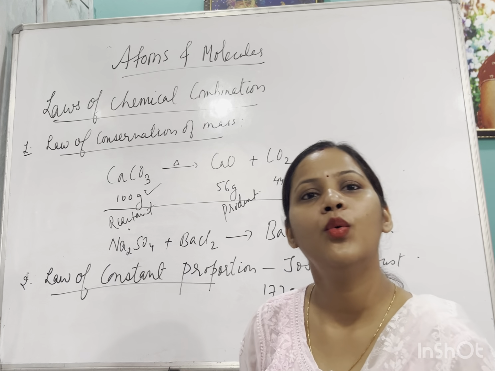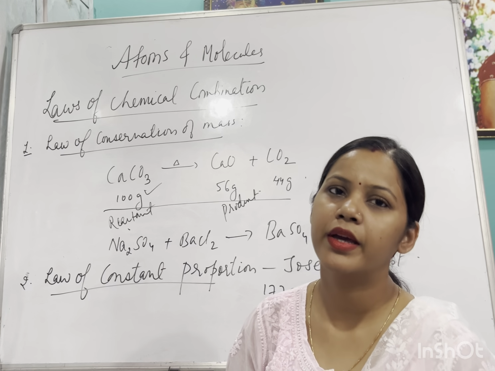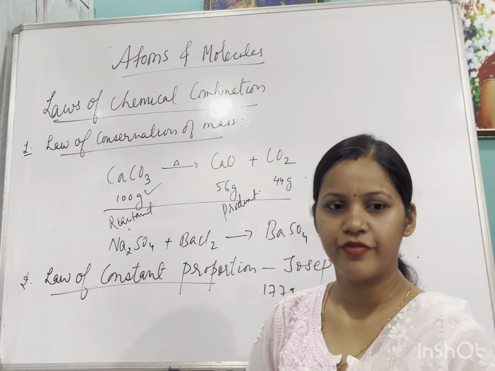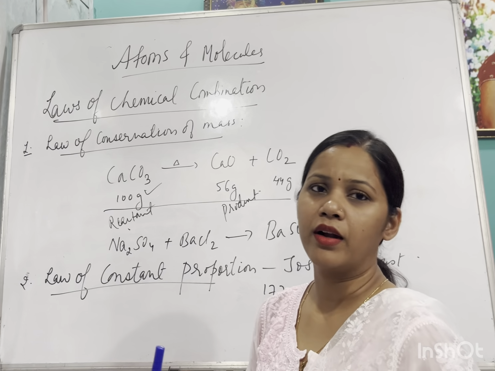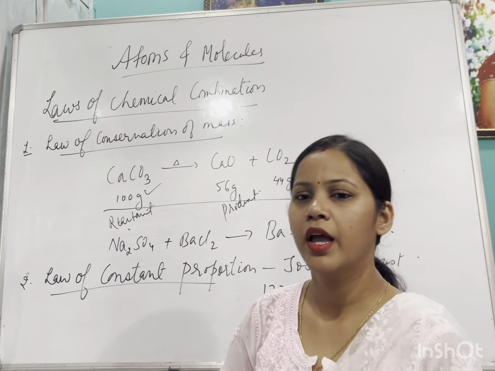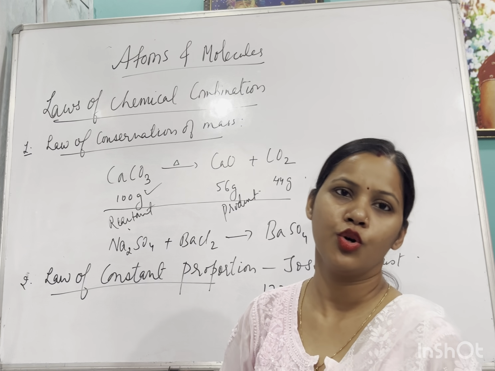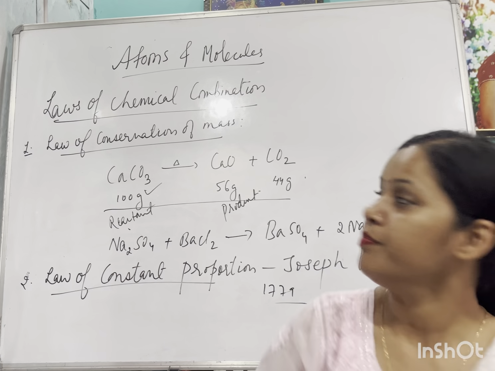whenever a compound is formed, it always contains the same elements in a fixed ratio by proportion, in proportion by mass. That means no matter what the source is from which you are preparing the compound, it will always have the same elements in the same ratio by mass. Let us understand with the help of an example.